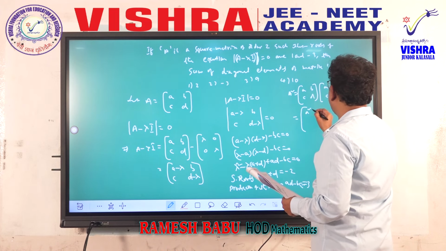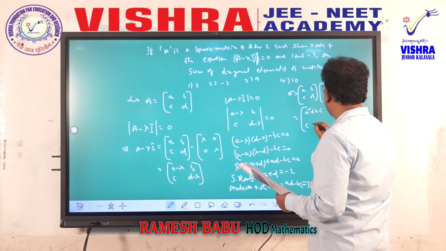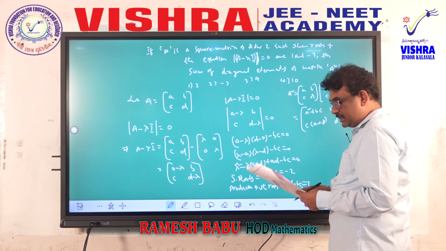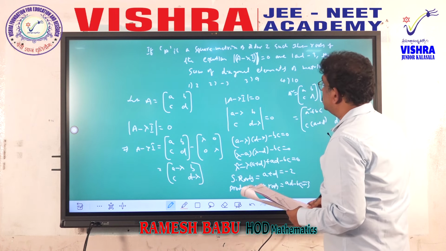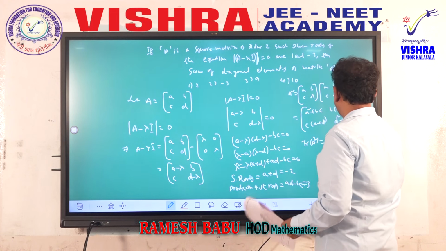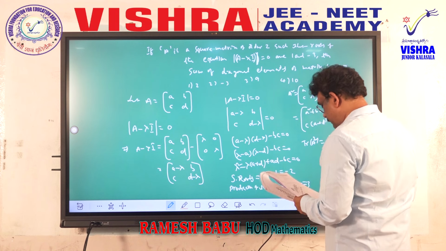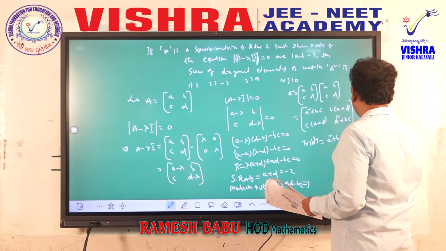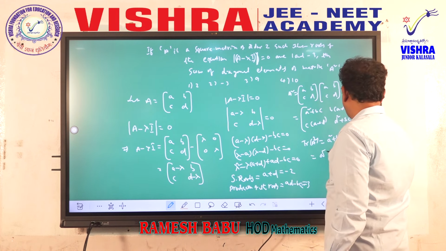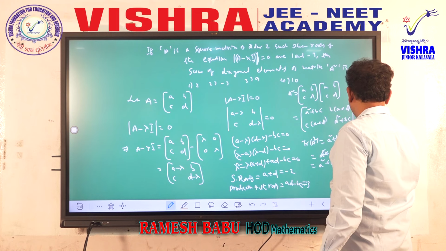So we get A square plus BC, next B into A plus D, next C into A plus D, next D square plus BC. This is A square. Now trace of A square is equal to A square plus BC plus D square plus BC. So that is equal to A square plus D square plus 2BC.